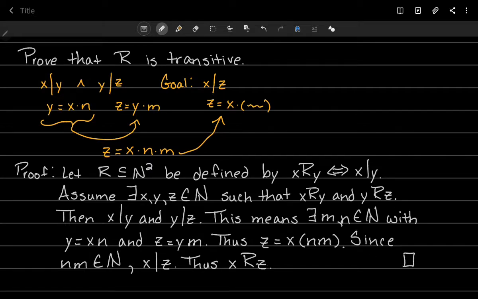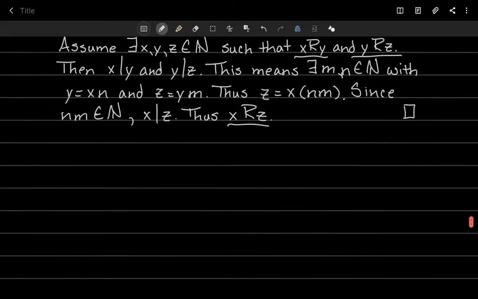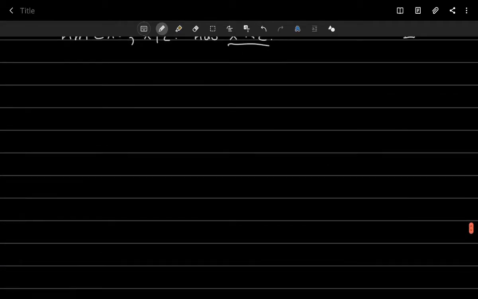Okay. Here I assumed what I need to. X is related to y and y is related to z, and worked until I got x related to z. Okay. All right. But this is not an equivalence relation because it failed symmetric, but it is transitive. Let's definitely look at more examples.